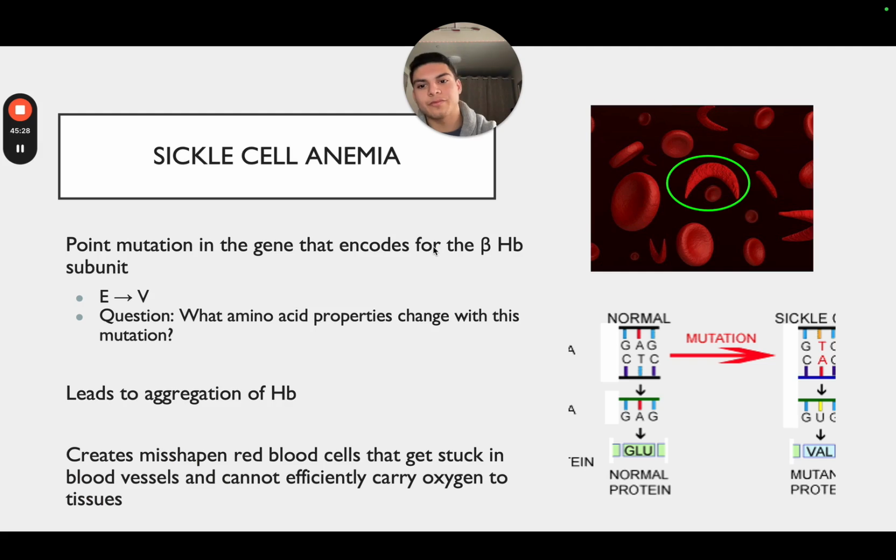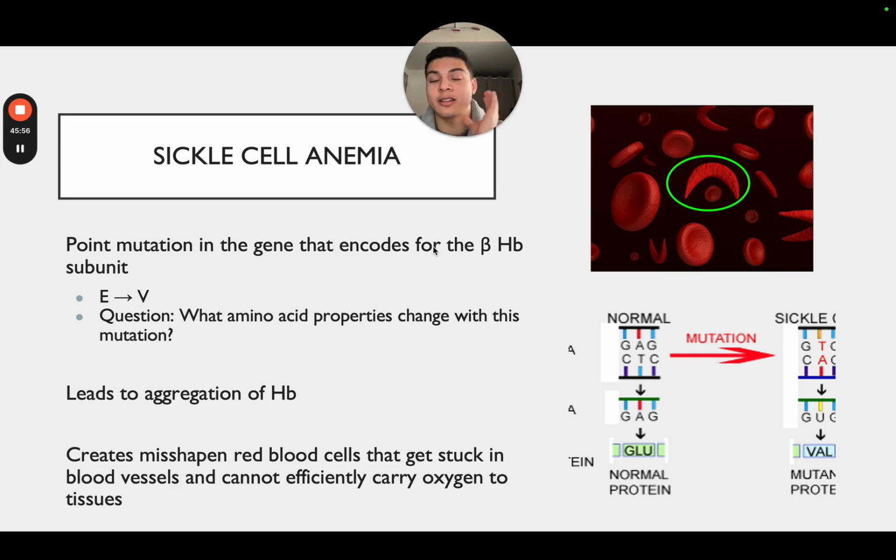And then just a little fun example that we had last year that I thought we should continue to keep is sickle cell anemia. It's a point mutation in a gene that encodes for the beta hemoglobin subunit. It turns glutamate into valine. And the question is, what amino acid properties change with this mutation? This is for you to figure out. I'll let you pause the video now and explain what happens with this mutation.